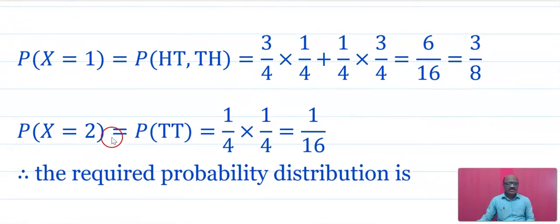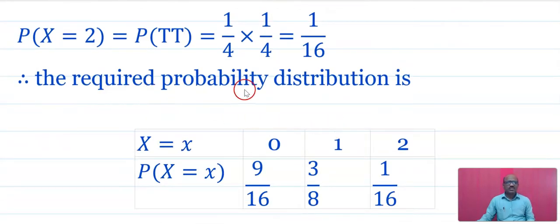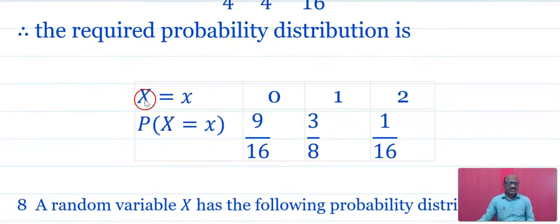When there are two tails, then the probability of TT is 1 by 4 into 1 by 4, and that is equal to 1 upon 16. Therefore, the required probability distribution is the values of x, that is the number of tails 0, 1, 2, and their respective probabilities. 0 tails 9 by 16, 1 tail 3 by 8, and 2 tails 1 upon 16.